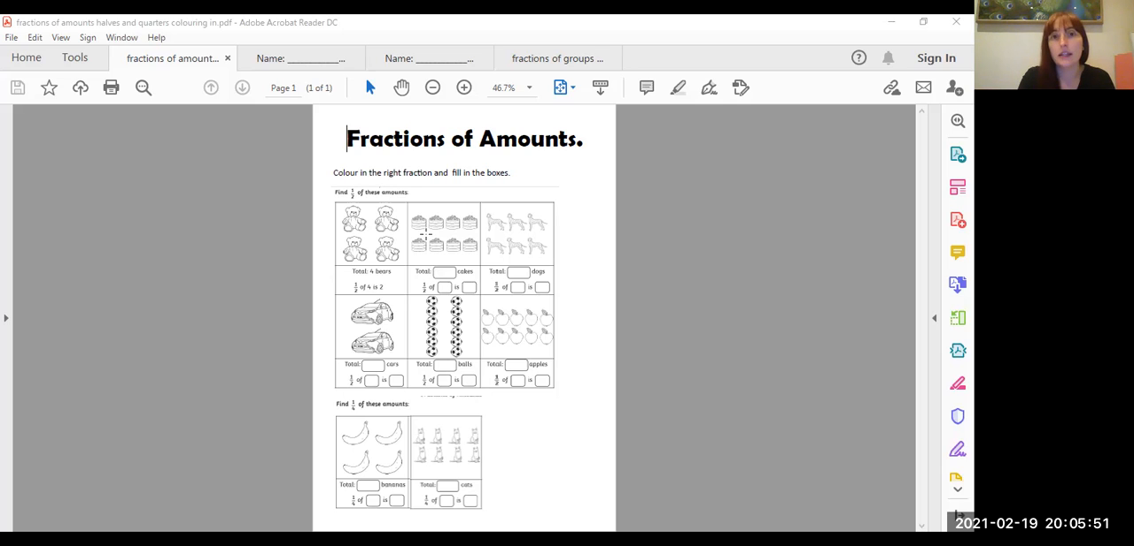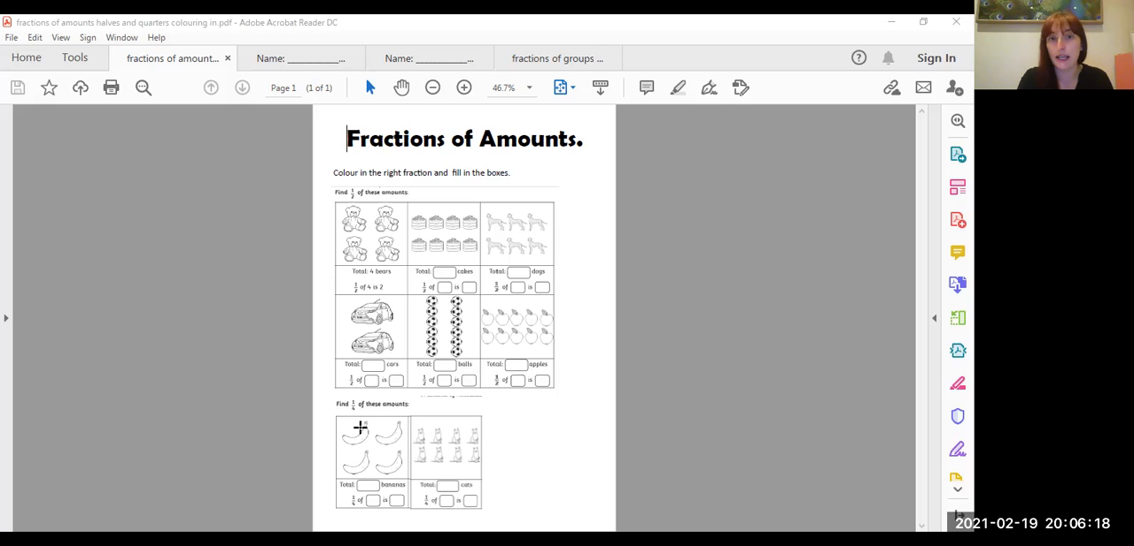Okay. So the next one, cakes. 1, 2, 3, 4, 5, 6, 7, 8. So in the total box, you'd write 8, and then you want half of 8, so colour in half the cakes. How many have you got? Okay. At the bottom, there is a slight challenge because it moves on to quarters. If you wanted to, look, they're nicely arranged into rows and columns, aren't they? So you could just cut it into quarters, couldn't you?